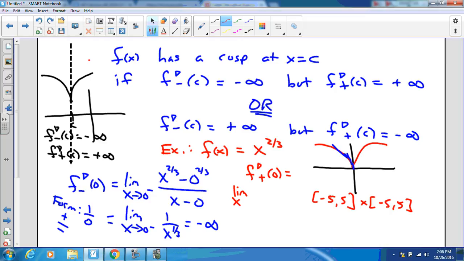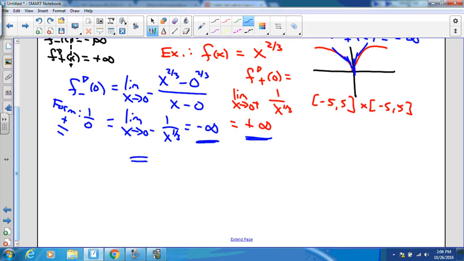Meanwhile, the derivative from the right will be the limit as x goes to 0 from the right of exactly the same thing, 1 over x to the 1/3. Again, the form is 1 over 0, but this time the sign on top and bottom are both positive, so that I have positive infinity for my slope there. So I conclude, on the basis of the fact that I have negative infinity from one side, positive infinity from the other, that I have a cusp at x equals 0.